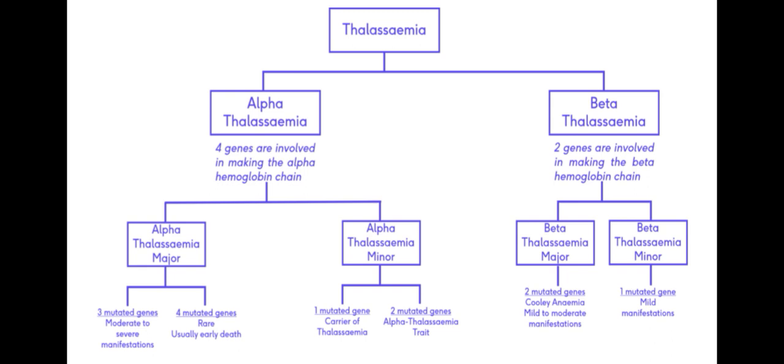Then beta thalassemia, 2 genes are involved in making the beta hemoglobin gene. Beta thalassemia major and beta thalassemia minor. Beta thalassemia major, in the sense 2 mutated genes, Cooley's anemia, moderate to severe manifestation. But beta thalassemia minor, 1 mutated gene, mild manifestation.